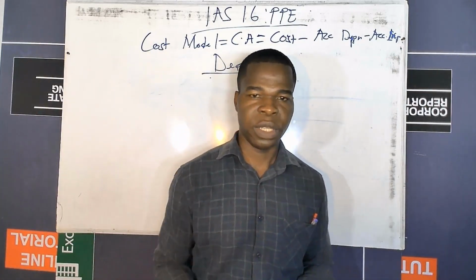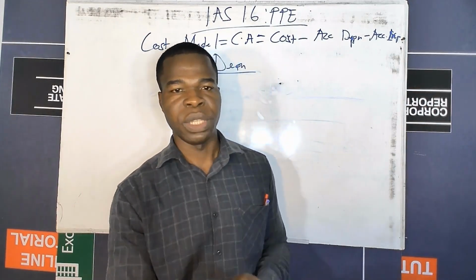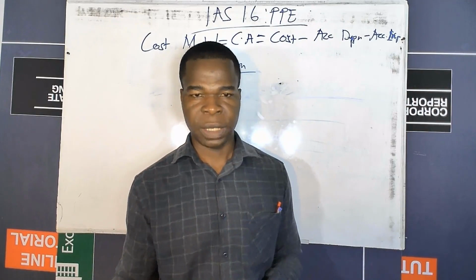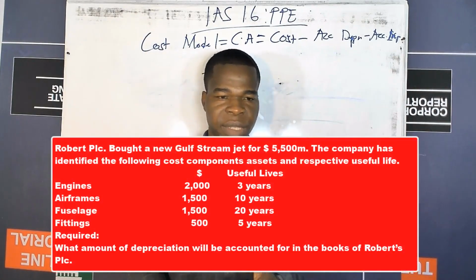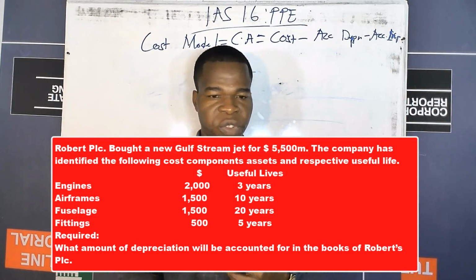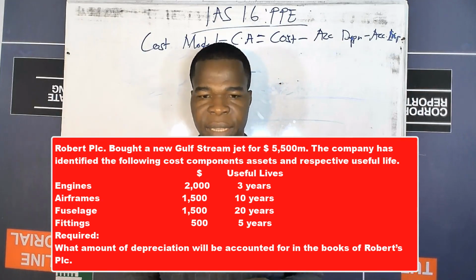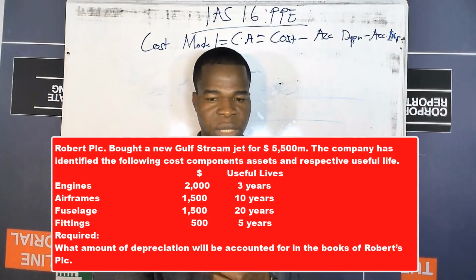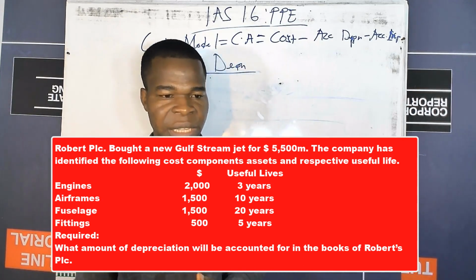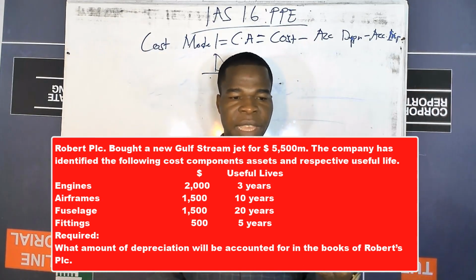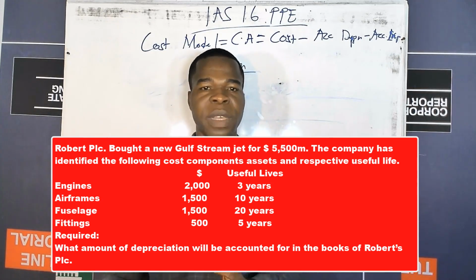We can look at the question on the screen to establish an understanding about depreciation of a major component part. Alright, on the question on the screen, we are told that Robert PLC bought a new Gulfstream jet for $5,500 million, and then the company has identified the following cost component assets and respective useful life. So we see here we have the engines, the fuselage, the airframes, the fittings, and these all have major components and their respective useful life.